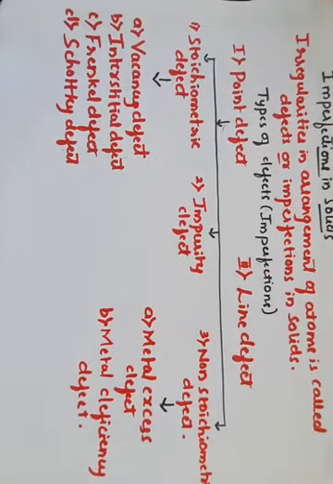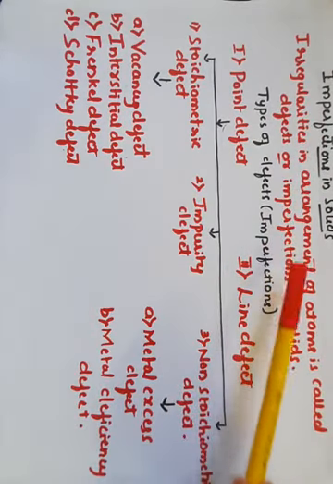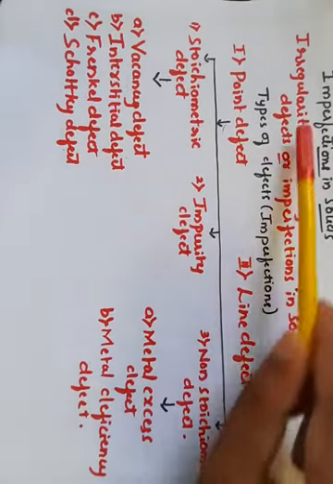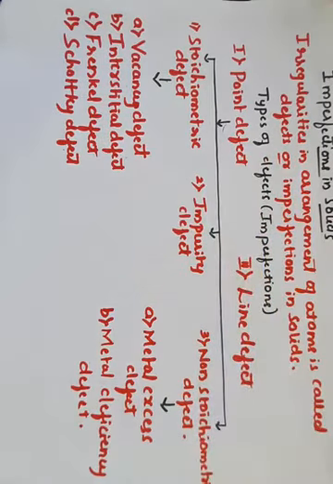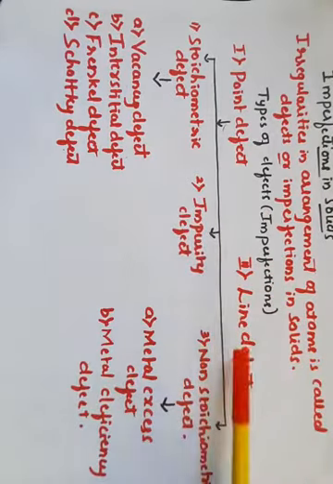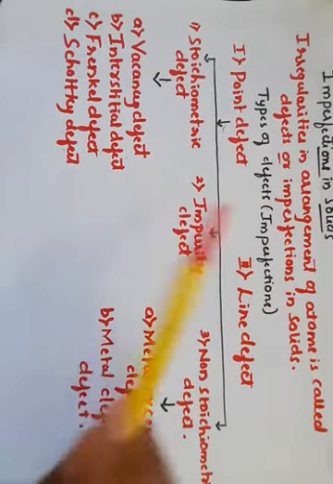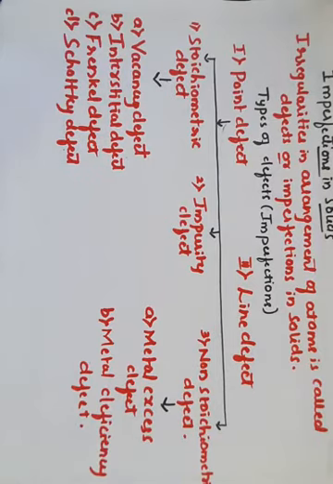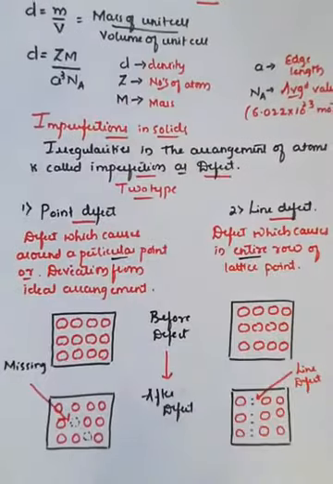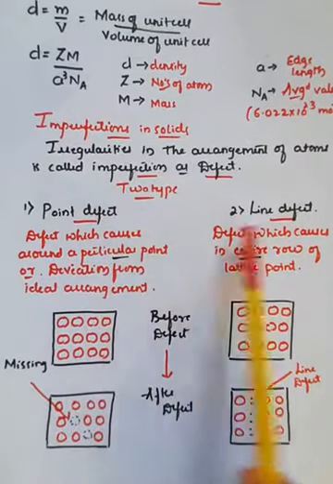Further, the imperfections in solids are generally recognized as irregularities in the arrangement of atoms, called defects or imperfections in solids. The types of defects in terms of imperfections have two main classifications that we have already seen: one is point defect, another is line defect.